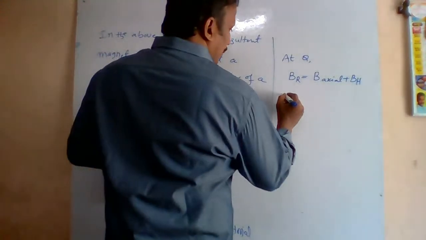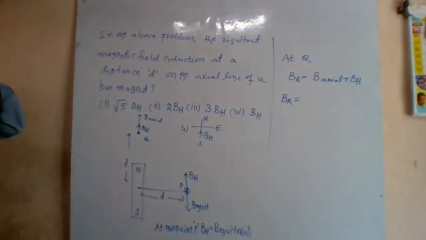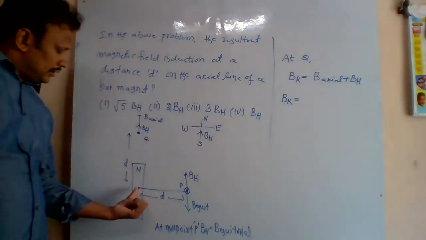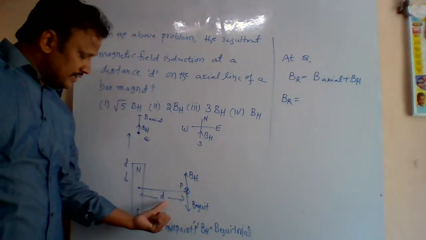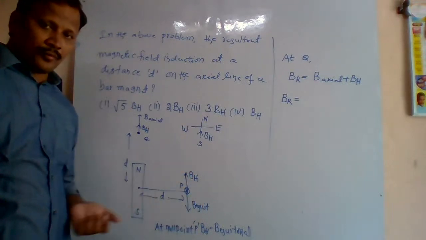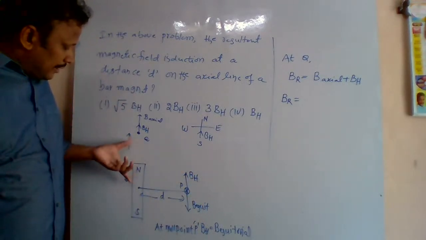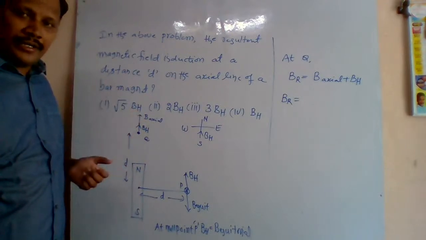Okay. Therefore, Br is equal to... what is the relation between B axial and B equatorial? From here to here, this is the point P. P is on the equatorial line, at a distance d. We will get B equatorial here, right? That is mu naught by 4 pi into m by d cubed. Same distance on the axial line, that is B axial, mu naught by 4 pi into 2m by d cubed.